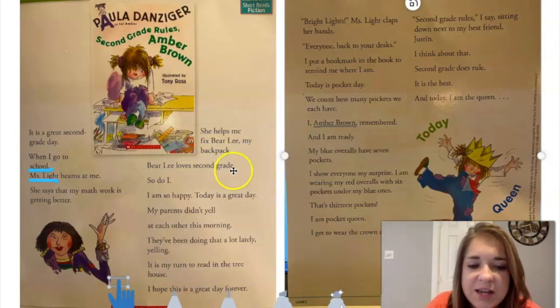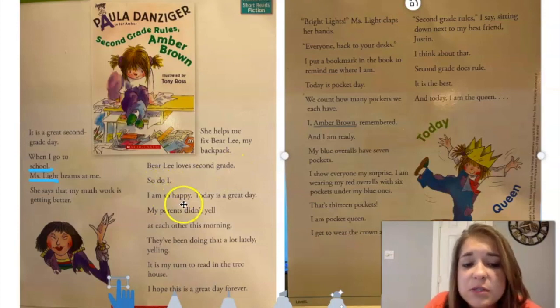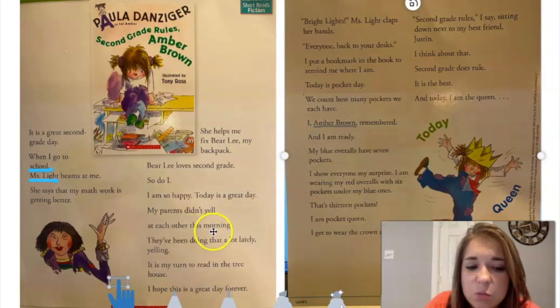She helps me fix Bear Lee, my backpack. Bear Lee loves 2nd grade, so do I. I am so happy. Today is a great day. My parents didn't yell at each other this morning. They've been doing that a lot lately, yelling. It is my turn to read in the treehouse. I hope this is a great day forever.